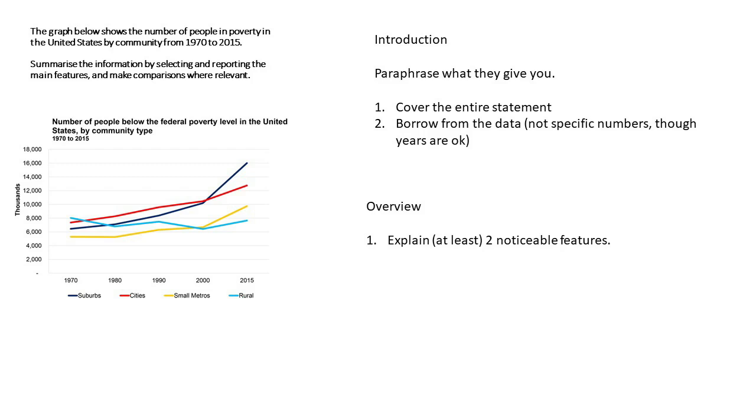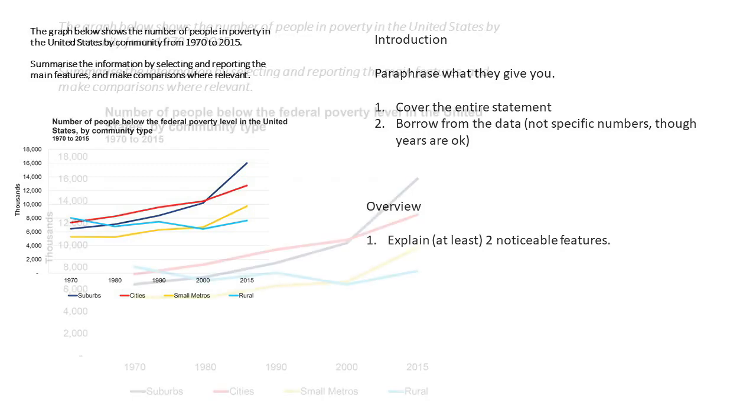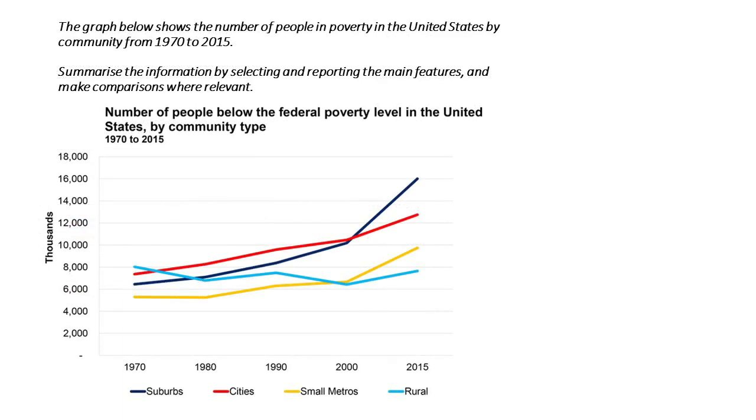Now, what is an overview? An overview is basically a matter of finding the main features of the data. So imagine you're looking at the data just like a child and just sort of say to yourself, what do I see? You don't have to be too detailed, but what do I see? So let's do it together here. We've got our suburbs, cities, small metros and rural areas. So have a look at all the lines.